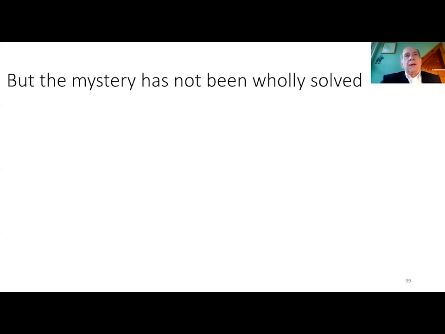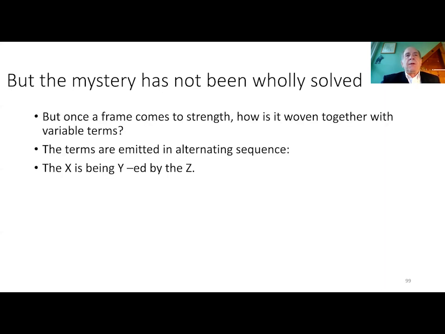Now, I think Skinner doesn't get into detail about how these things weave together, and there are still mysteries to be worked out, and he leaves these largely to the reader. The mystery of language acquisition has not been wholly solved. Once a frame comes to strength, how is it woven together with variable terms? Because the terms are being emitted in alternating sequence.